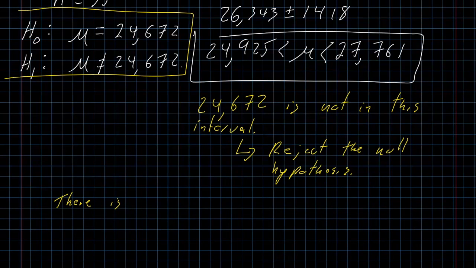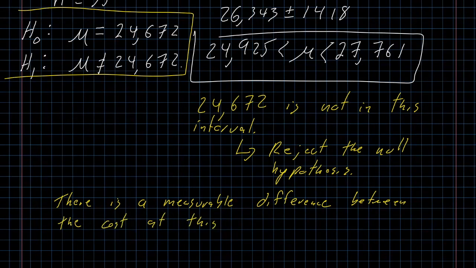Right, the null hypothesis said that there was no difference. The alternative hypothesis, what we take if we don't take the null hypothesis, says that there is a measurable difference between the cost at this hospital and the known average cost.